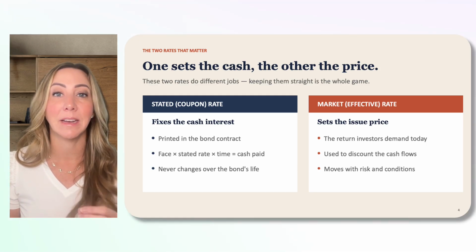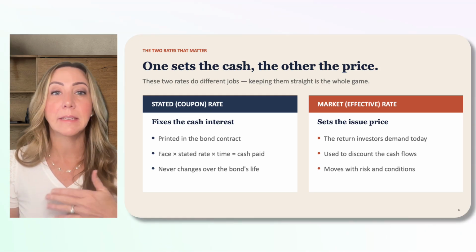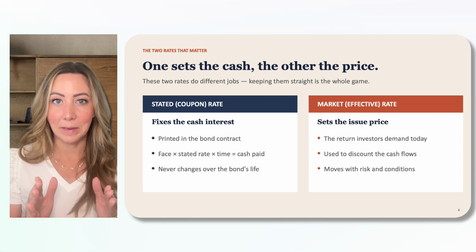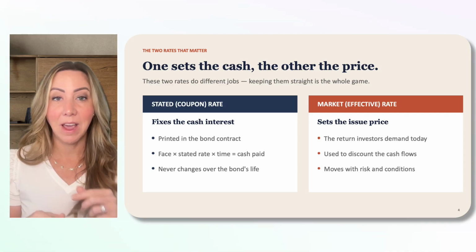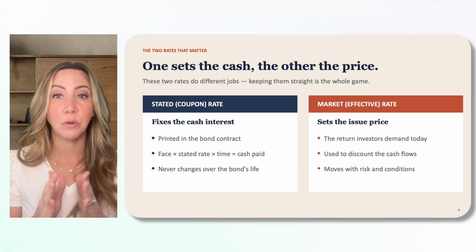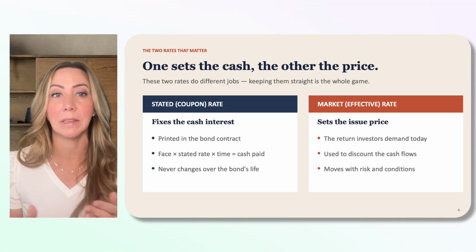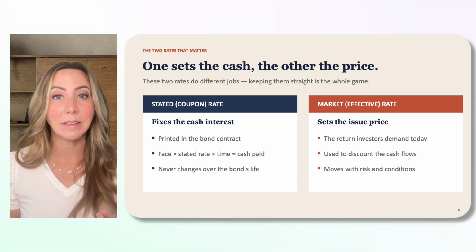The market rate does not touch the cash interest payment. Instead, the market rate is the rate we use to discount the cash flows. The market rate sets the price. So say it with me: the stated rate sets the cash, and the market rate sets the price. If you can keep those straight, you'll be way less likely to get confused about discounts and premiums later down the road. So remember, one sets the cash, the other sets the price.